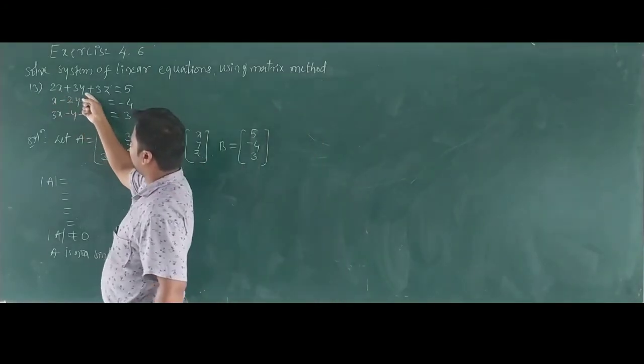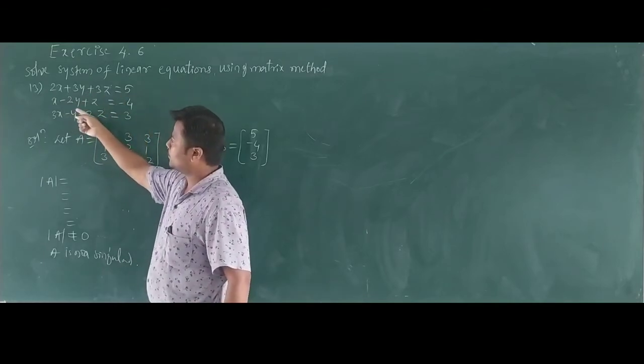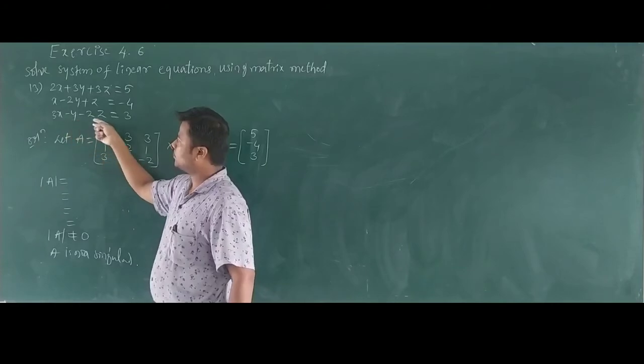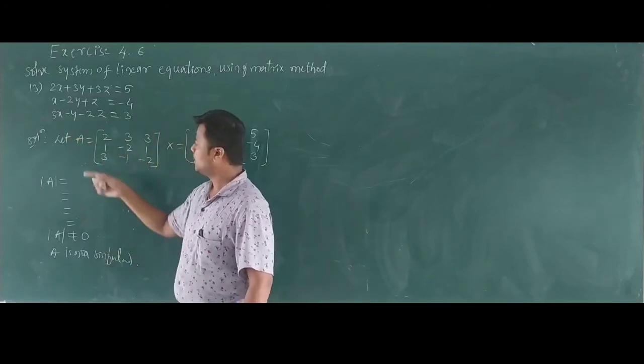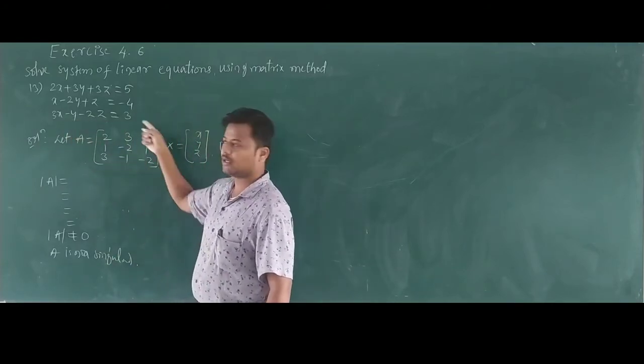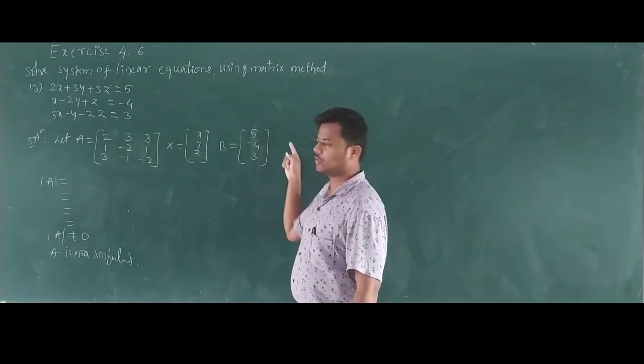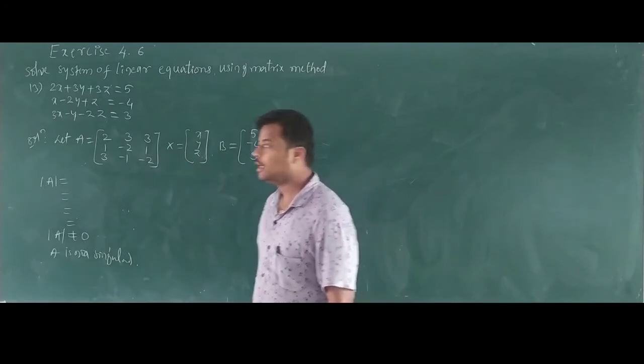Next question, 31. 2x plus 3y plus z equal to 5. x minus 2y plus z equal to minus 4. 3x minus y minus 2z equal to 3. So let A be the coefficient matrix of x, y, z, X is the 3 variables, B is the constant terms. So we have to check the determinant of A.